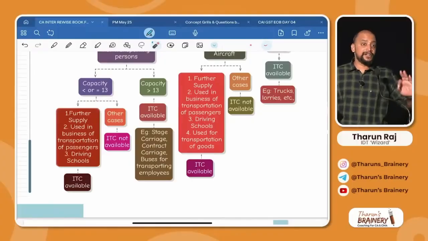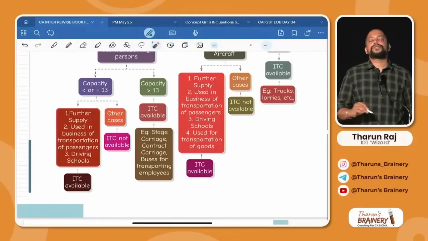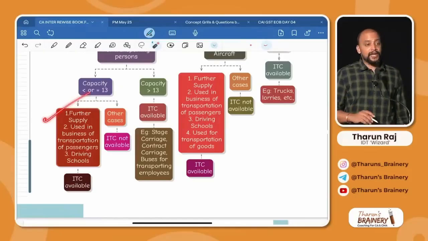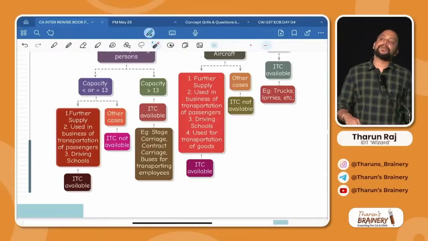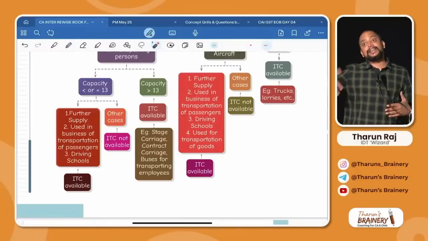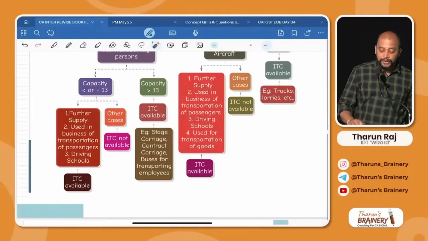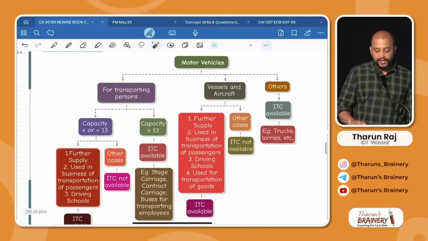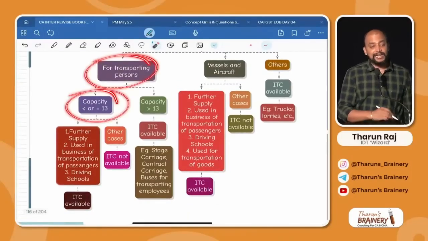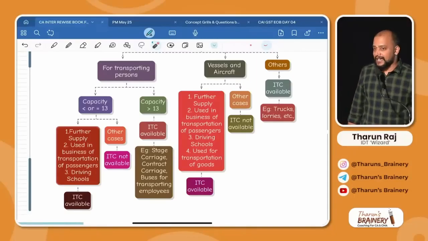It's a blocked credit. However, in 3 exceptional cases, they are giving ITC. What are those 3 exceptional cases? Number 1, further supply. Further supply means what? I am a dealer. I am buying cars and selling cars. Can I take ITC on the car purchase? Yes. Even though a car is a motor vehicle for transporting persons with capacity not exceeding 13, it comes under further supply, so I can take ITC.